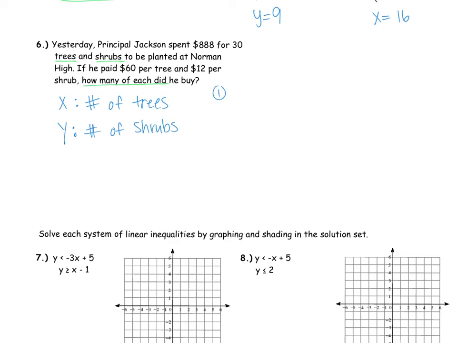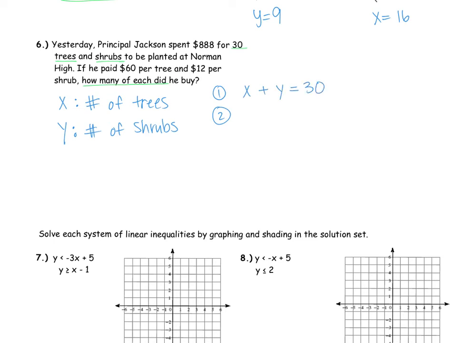So from there, I'm going to make my two equations. For my first equation, I know that the total amount of trees and shrubs that Jackson got was 30. That means if I add up the number of trees, so x, and the number of shrubs, which is y, so x plus y, I should get 30 plants.